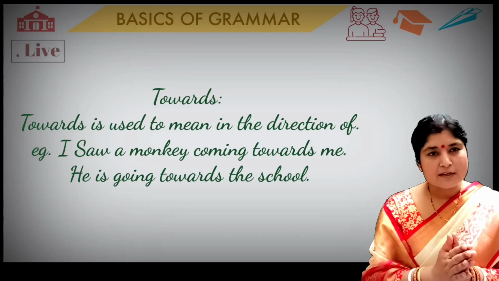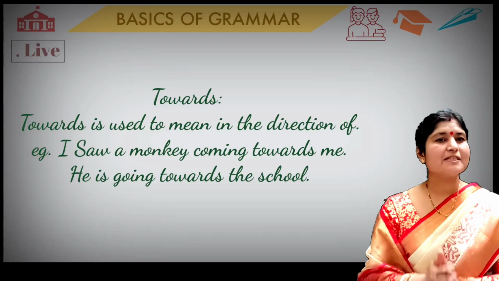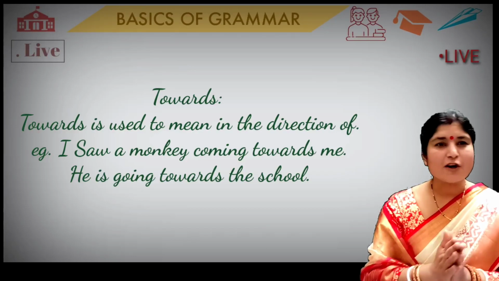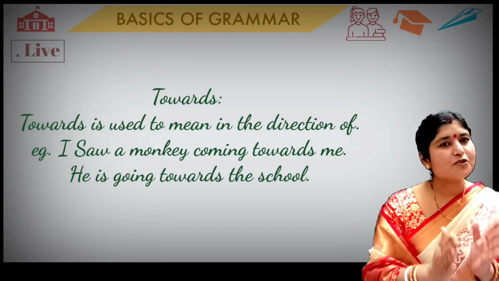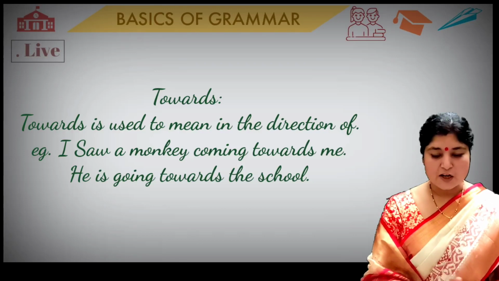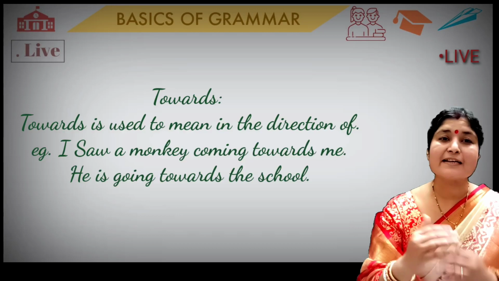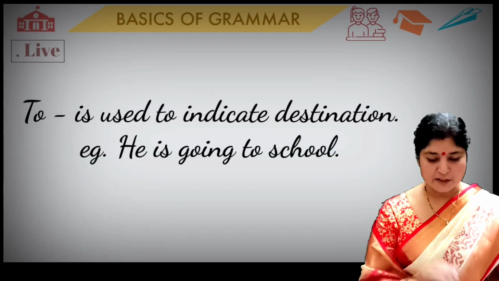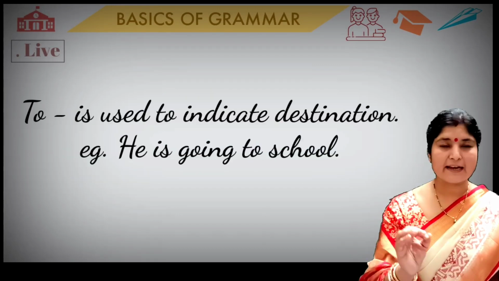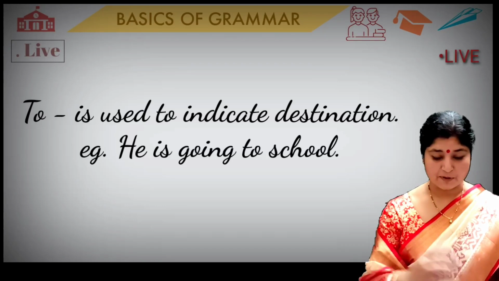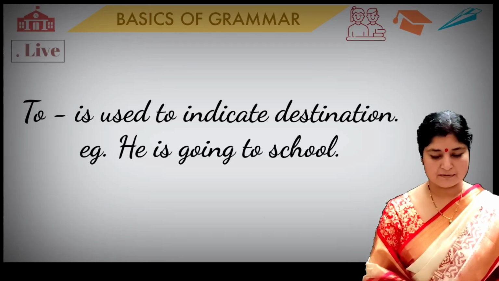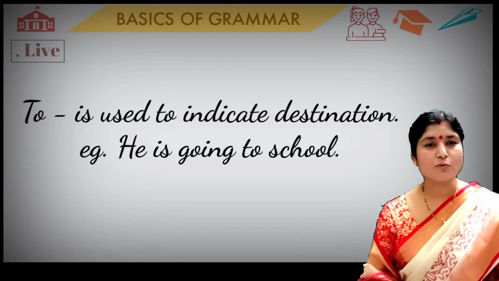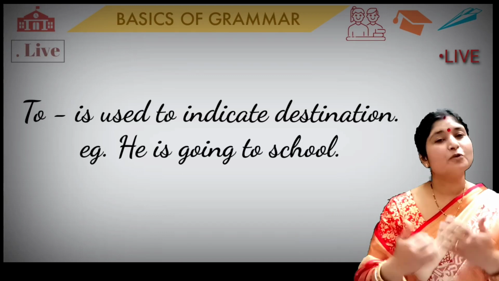But I am going towards the school means here, school is not my destination. I am going somewhere else, not to school. So like this, towards is used to mean in the direction of something, and to is used to indicate destination. For example, I saw a monkey coming towards me. He is going towards school. I am going to school.